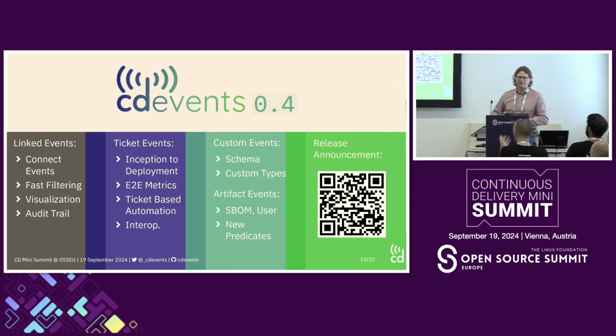In a way, I can say I have this deployment event, and this deployment was actually triggered because there was an artifact signed event that was happening before. So you can explicitly express this kind of relationship. And it really helps with building really fast filtering capabilities from your database of events. It also helps with things like visualizing distributed workflows, and building audit trails.